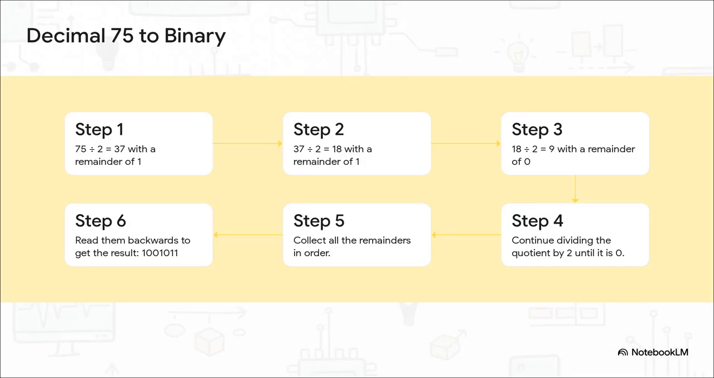So let's circle back to our original number, 75, and let's turn it into binary. Remember, the new base is 2. So, first step, 75 divided by 2. That gives us 37 with a remainder of 1. Got it. Now we take that result, 37, and divide it by 2. We get 18 with another remainder of 1. And we just keep this going. We repeat the process over and over, dividing the new result by 2 and just keeping track of the remainder each time, until we can't divide anymore.